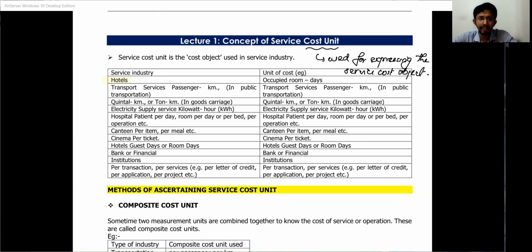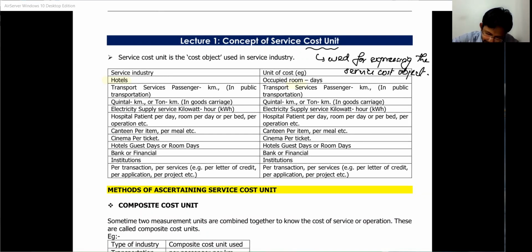So in a hotel, the major service will be the rooms or accommodation that is provided. And what is the unit of cost in case of hotels? The unit of cost in case of hotels will be room days. Here, if you see this cost unit, it is a combination of two things. What is the combination? There is room.